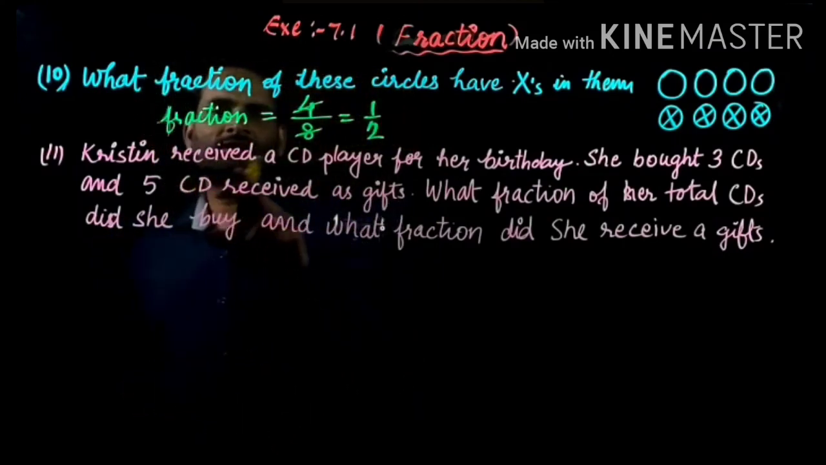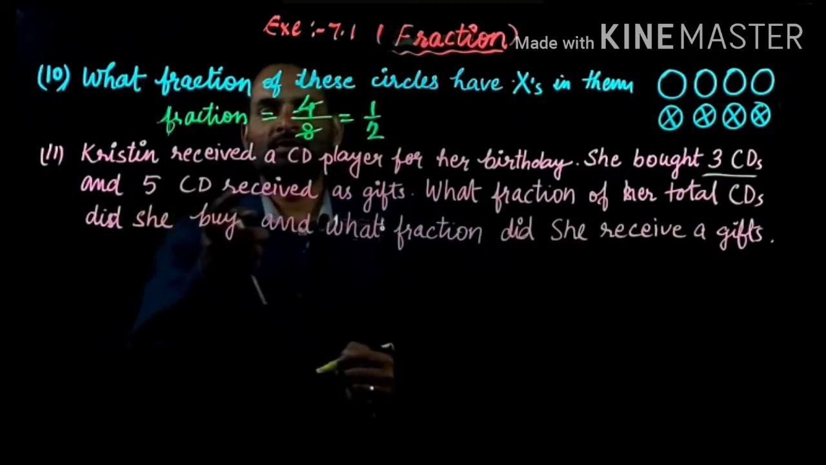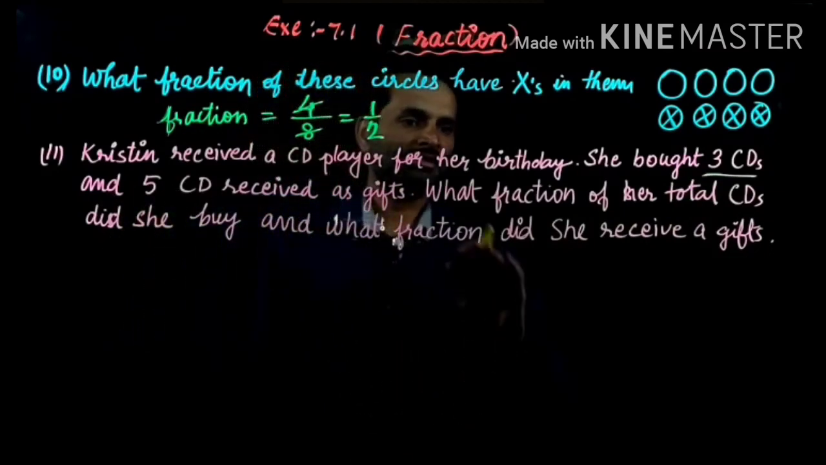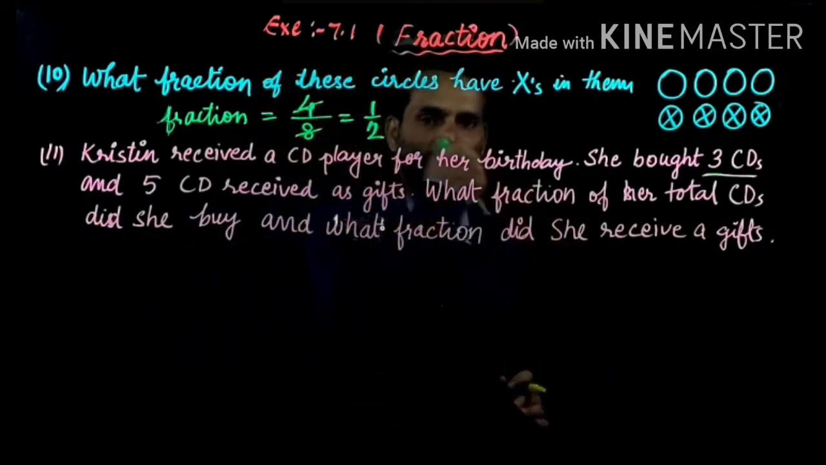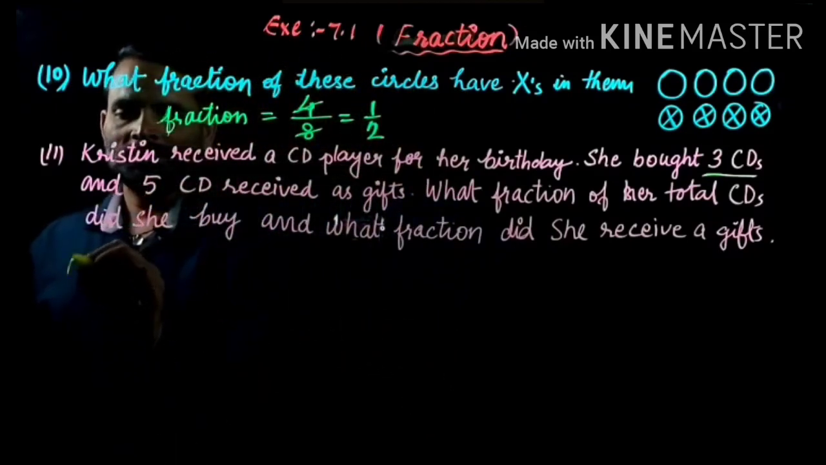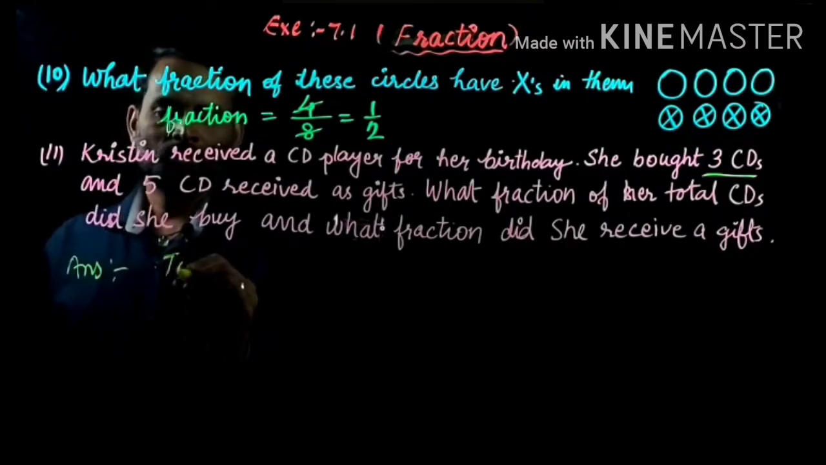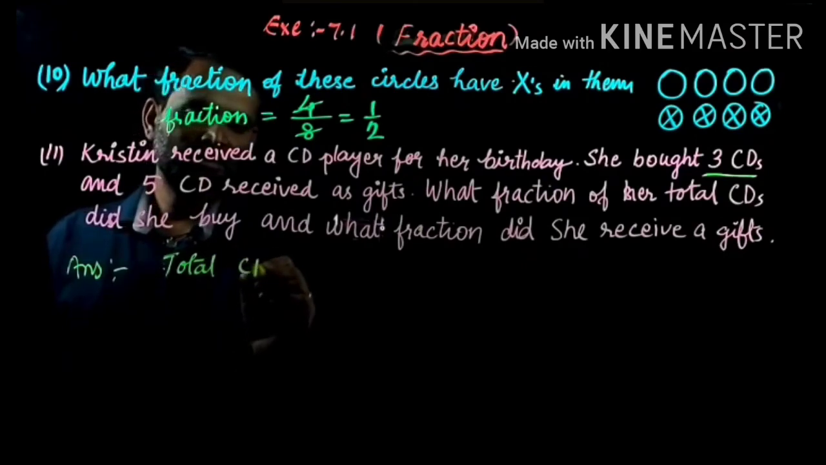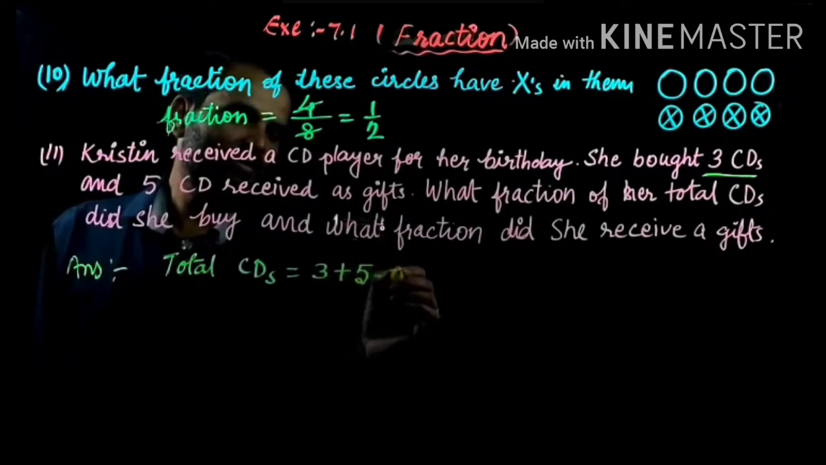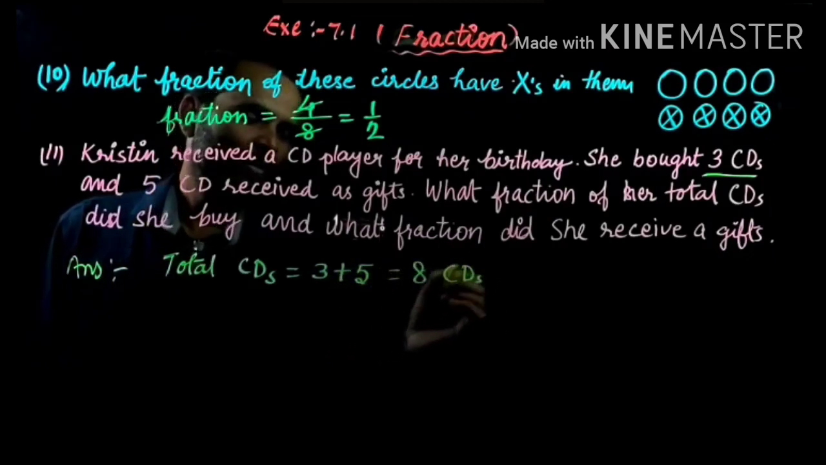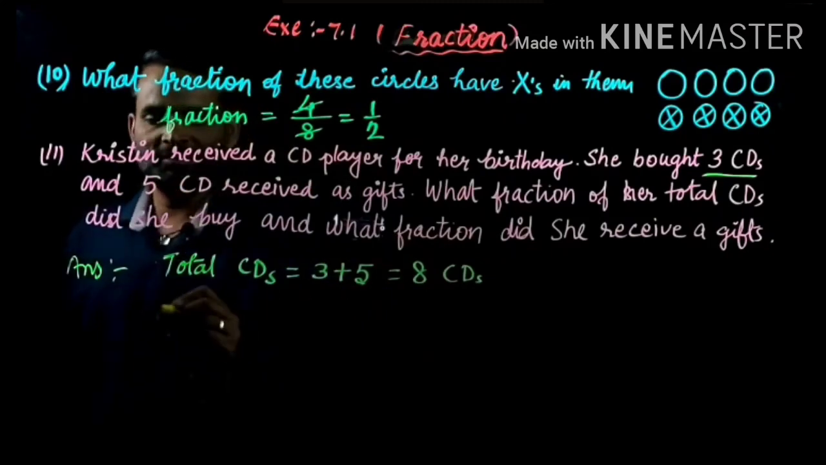Okay, and this is the last question, question 11. Kristen received a CD player for her birthday, and she bought 3 CDs and received 5 CDs as gifts. What fraction of the total CDs did she buy, and what fraction did she receive as gifts? So write the answer: total CDs is 3 plus 5 is equal to 8 CDs, because 3 were bought and 5 were received as gifts.